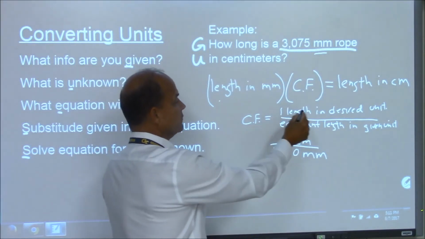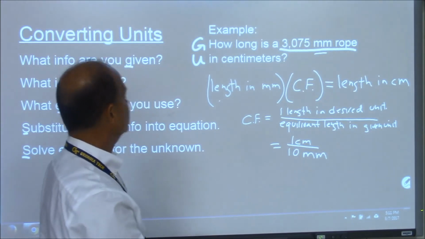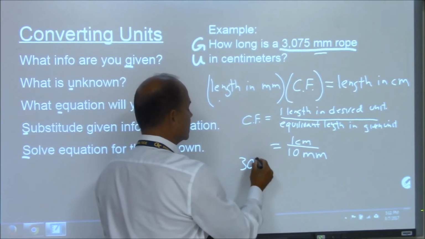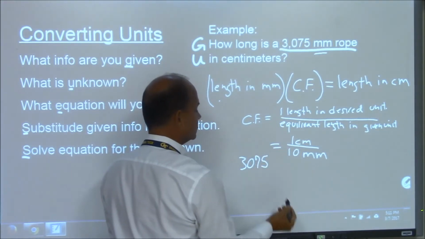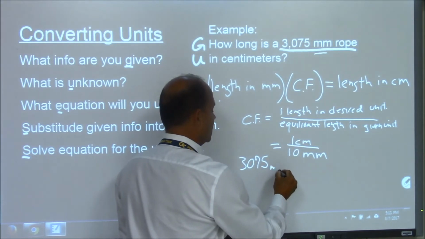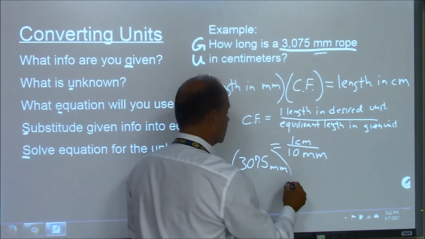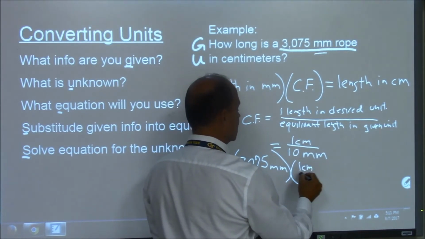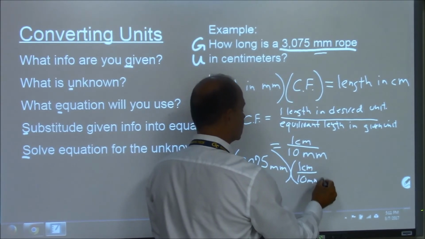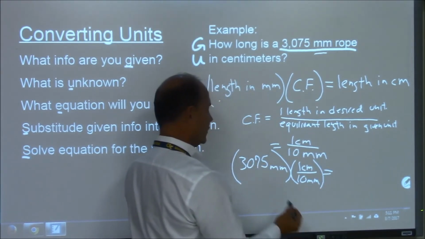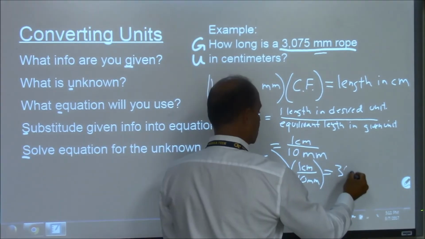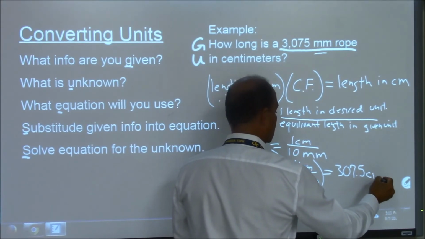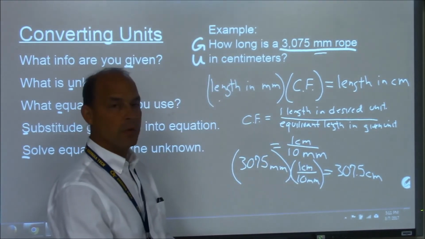So if this is your conversion factor, now you have your equation, and now you can just plug in what you know. So 3,075 millimeters times 1 centimeter divided by 10 millimeters is equal to 307.5 centimeters.